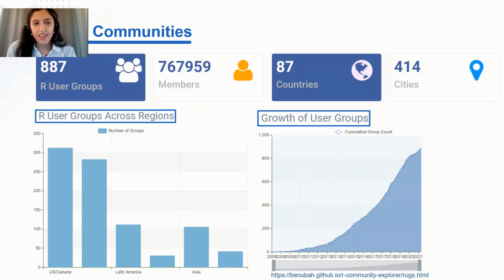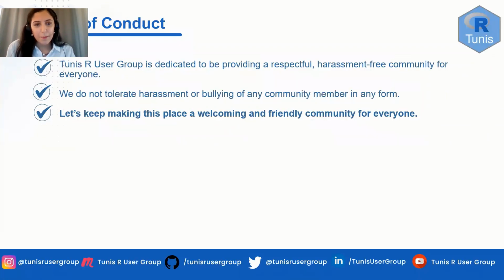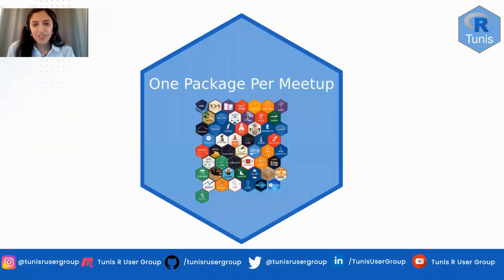So today there is more than 8,000 R user groups worldwide in more than 80 countries. And you have a code of conduct, so let's keep making this place as much as possible a welcoming space and community for everyone. You started the organization of a new series at Tunis R User Group. This is the one package per meetup series, and you focus mainly on data visualization R packages.